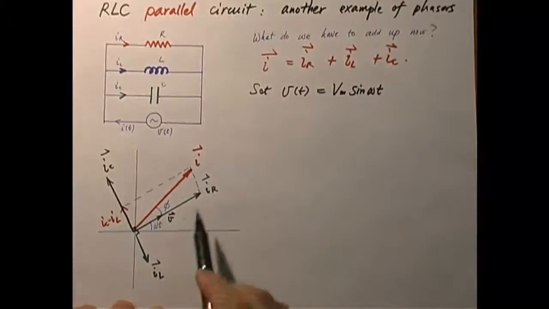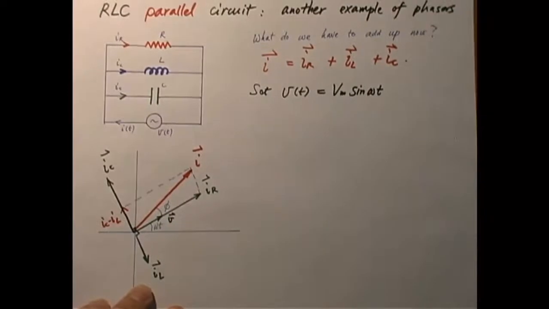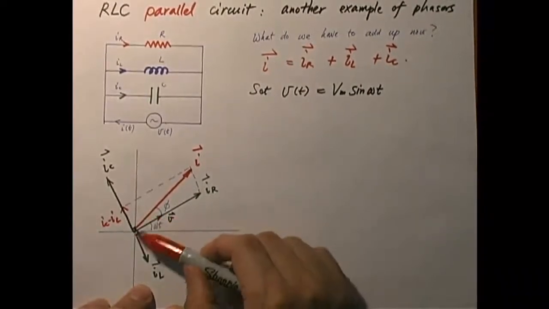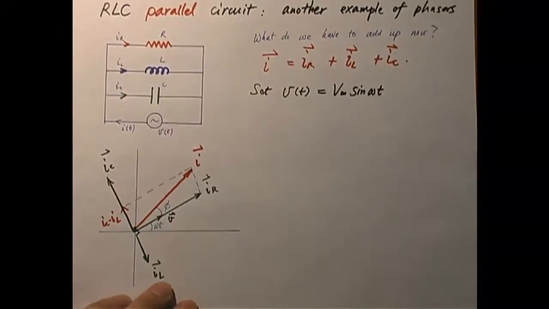The current then leads the voltage by a phase angle phi. Okay, I can find phi. I can also find the amplitude of the current. I can find all of these things if I utilize the phasor diagram. Let's see how I can do that.